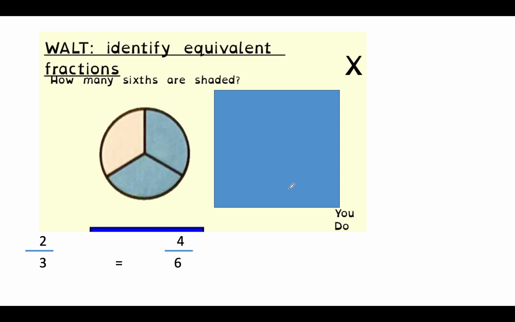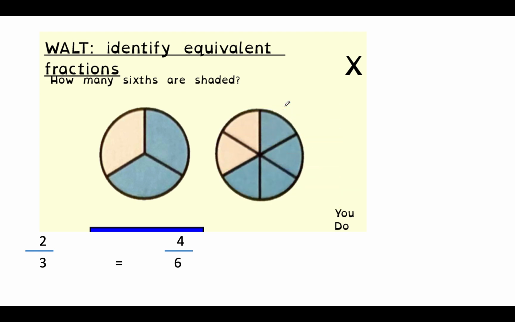We've got a slightly different picture here. How many 6s are shaded? And again, you can see they are the same. What do we do to get from here to here? We times by 2. So whatever we do to the denominator, we do to the numerator, and we times that by 2. They are the same, aren't they?